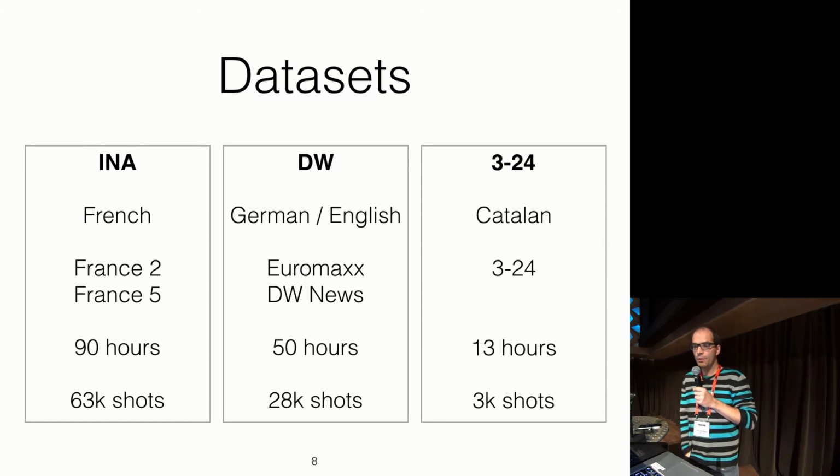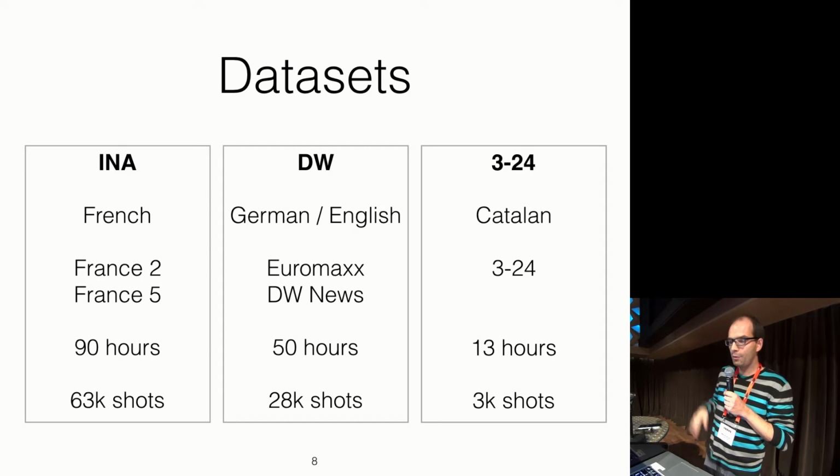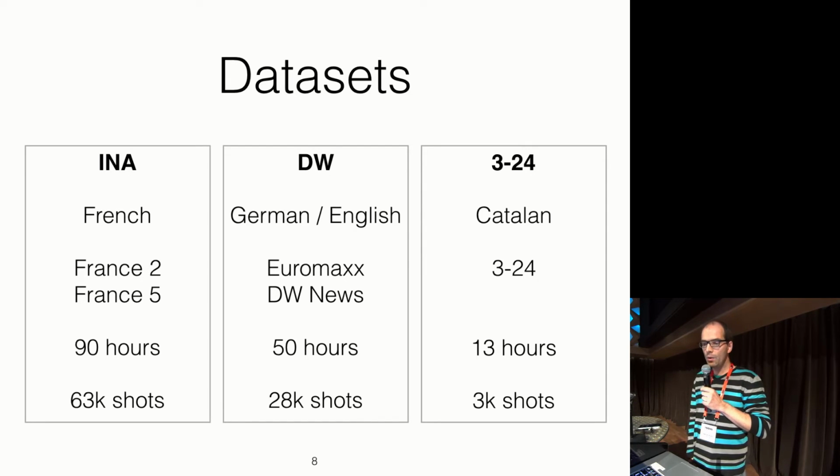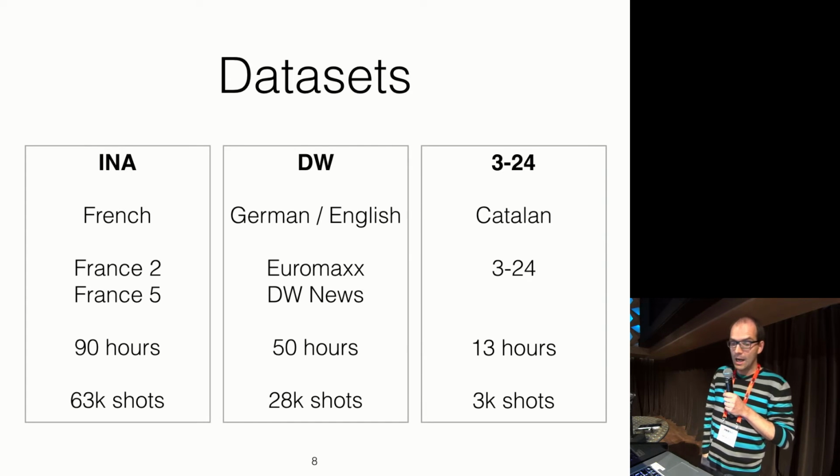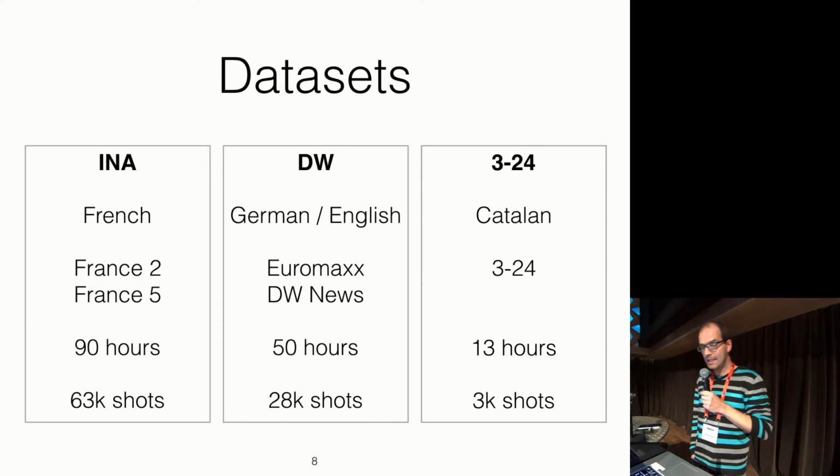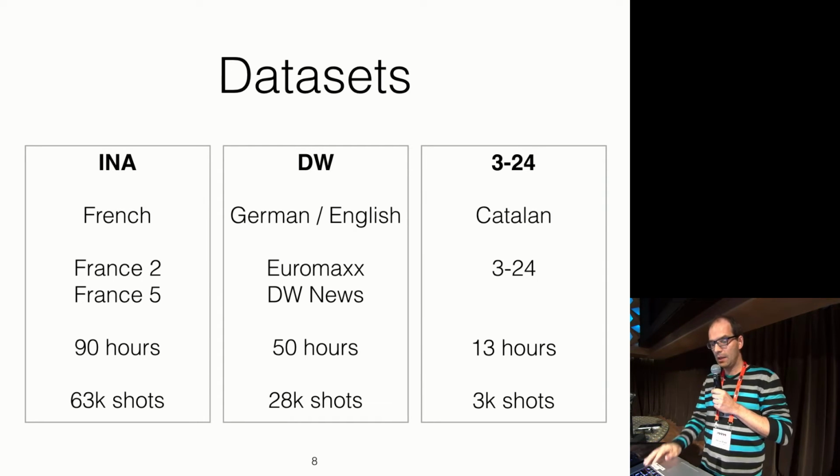Okay, so the dataset this year was much more diverse than last year. This year we had 3 subsets, one from INA, in French, coming from 2 TV channels, France 2 and France 5. It's about 90 hours of video corresponding to 63K shots. The second corpus was coming from Deutsche Welle and was provided by the UMC project. It contains videos in German and English, coming from 2 Deutsche Welle websites, Euromax and Deutsche Welle News. It represents 50 hours.